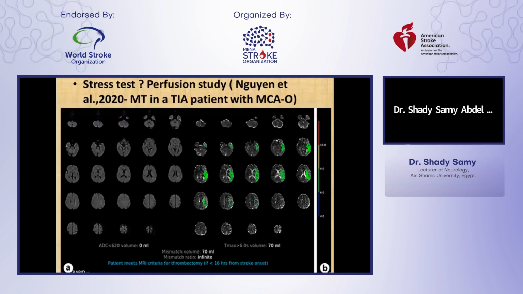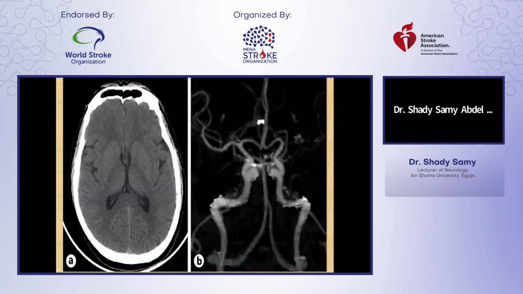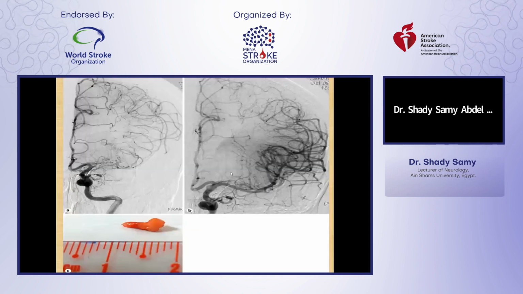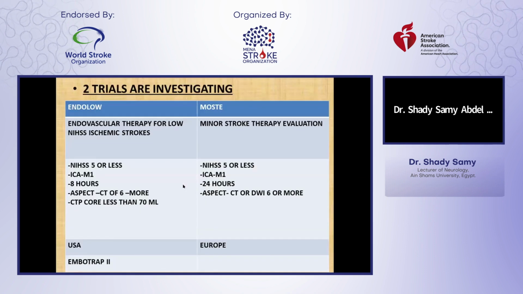And some studies postulated doing a stress test, like some perfusion studies, to detect whether the patient will decline soon or not. There's a published case of an M1 occlusion with a normal CT but with a large perfusion deficit, and that patient underwent thrombectomy with a very, very good recovery.